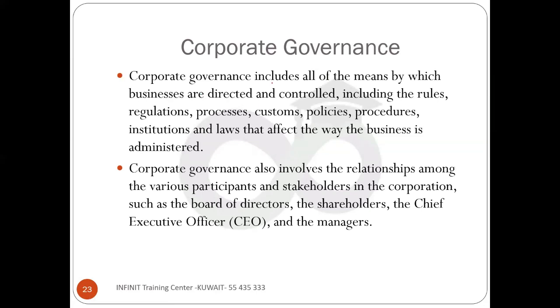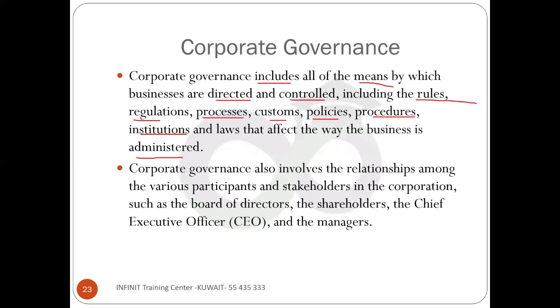So here, corporate governance includes, so what is corporate governance? It includes all of the means by which businesses are directed and controlled. So how a business is directed and controlled and by what means, all that will be considered under corporate governance. That includes what rules you have in the organization, what regulations, what processes, what customs you follow, what policies, what procedures, and institutions and laws that affect the way the business is administered.